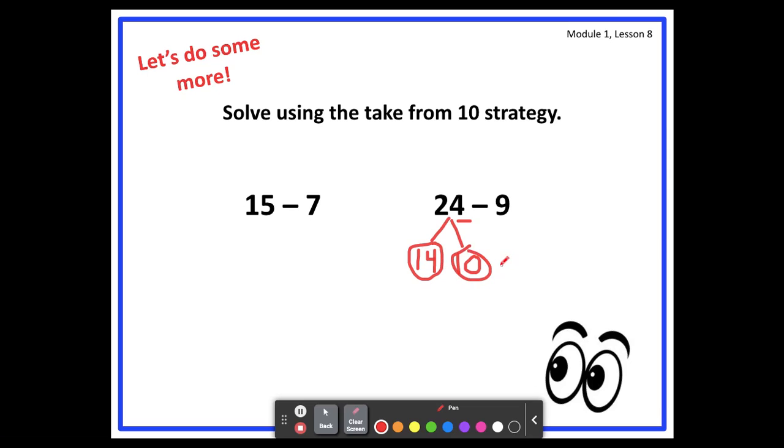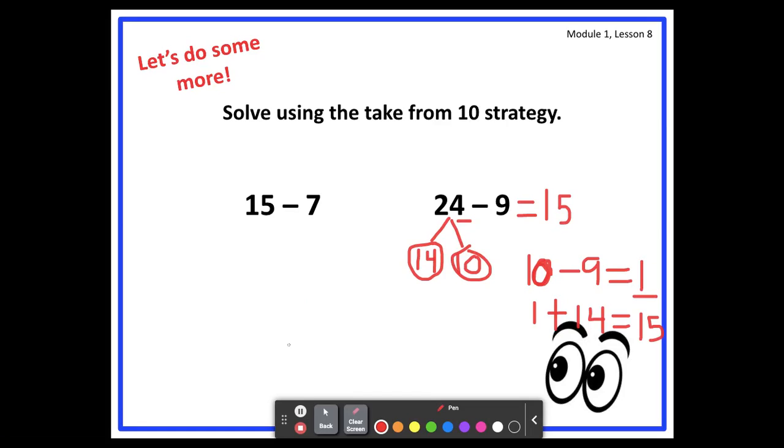14 plus 10 makes 24. Or 14 and 10 make 24. So now the following step would be to subtract 10 minus 9. 10 minus 9 equals 1. Let's now do the last step, which is to bring down the 1 and then to add the next number part, which is the 14. 1 plus 14, we can do mentally. 1 plus 14 equals 15. Therefore, 24 minus 9 equals 15. Great work. Now you try it.